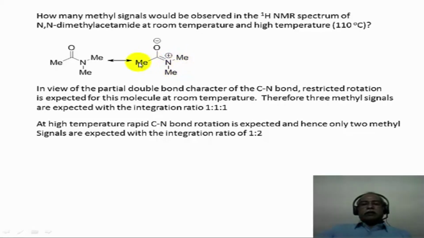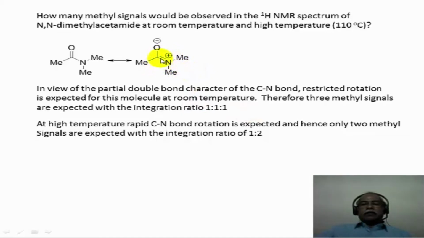Anyway, these 2 methyls are distinguishable from this methyl, there is no concern about that. Between these 2 methyls, one is cis, the other one is trans to the oxygen, so they should also be distinguishable in the NMR spectrum. So one would expect a 3-line pattern for the 3 methyls in the ratio of 1:1:1. Now what happens when you increase the temperature?